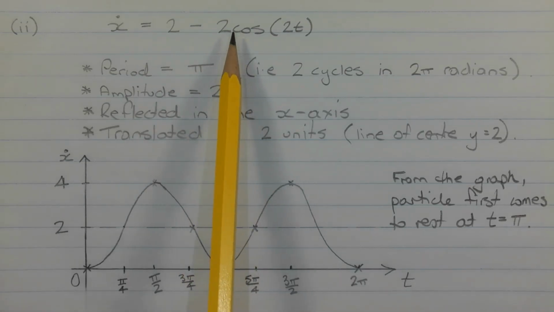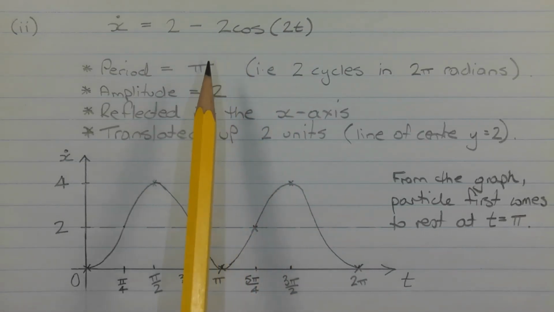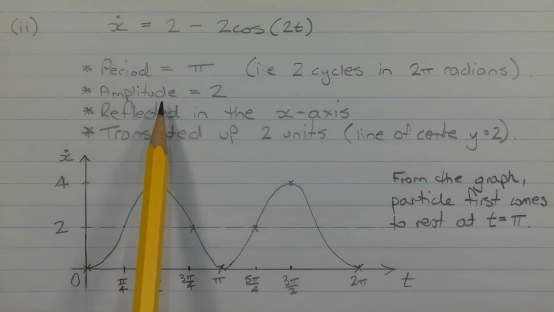Now multiplying the cos 2t by 2 will stretch or dilate the amplitude by 2. So rather than the cos curve swinging from negative 1 to positive 1 back to negative 1 and so on, it's going to swing from negative 2 to positive 2 back to negative 2 and so on.